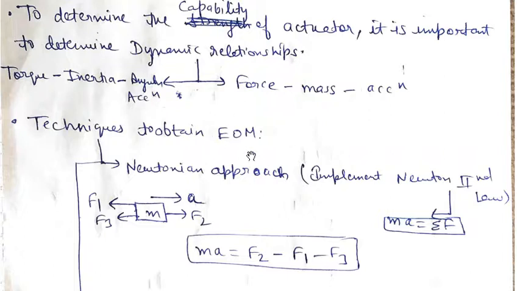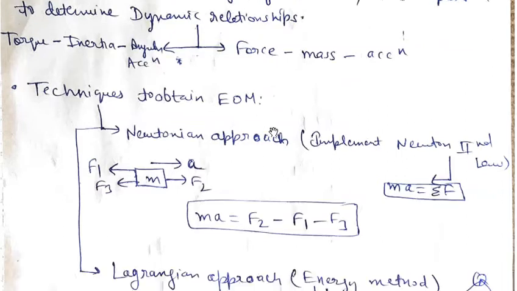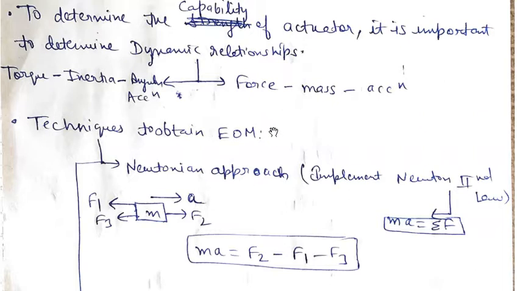So that means we want to know what is the equation of motion, what is the relation between torque, inertia, and angular acceleration, or force, mass, and acceleration. That relation is termed as the equation of motion. This equation of motion is basically a differential equation that varies with time, because it is a time dynamic part, so it is a time dependent motion.